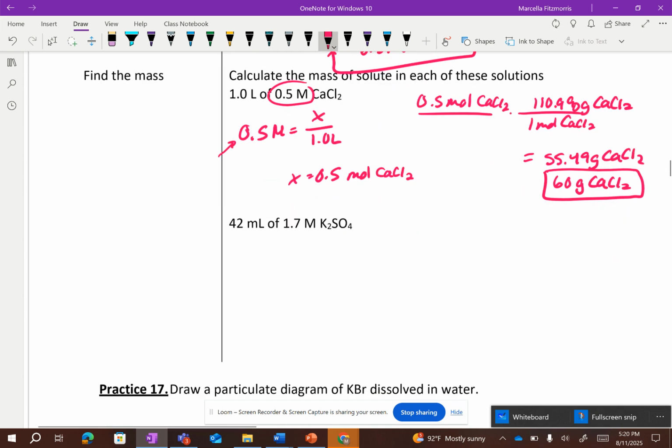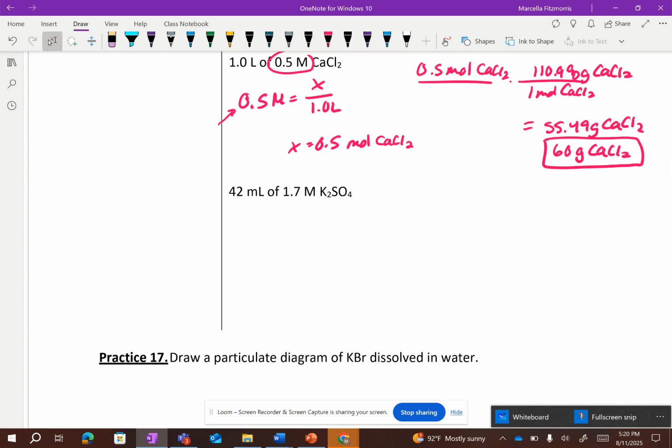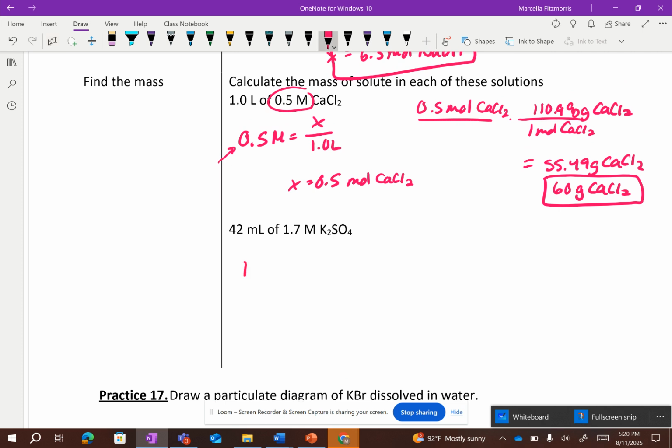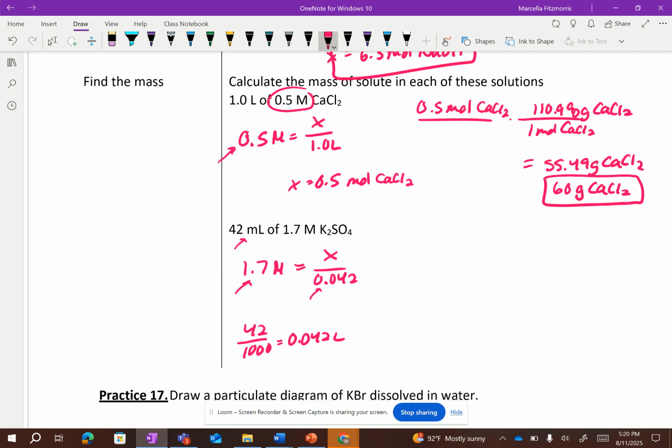Okay. This one down here. If we have 1.7 moles in a liter, which is what molarity means, then we can find out how many moles is in how many liters. In this case, 42 milliliters divided by 1,000 gives me 0.042 liters. So there's 1.7 in 1 liter. How much is there in that many liters?